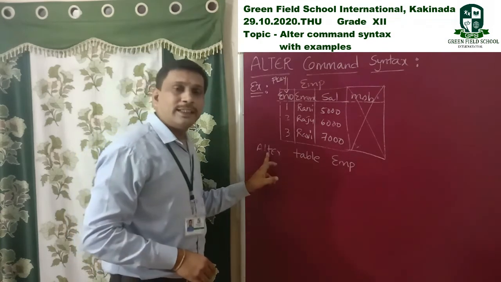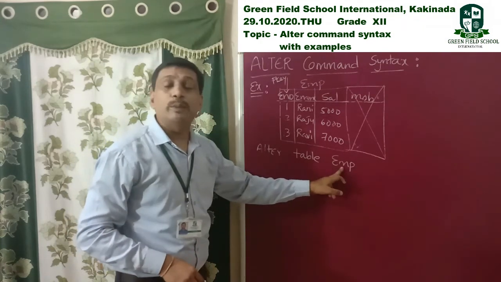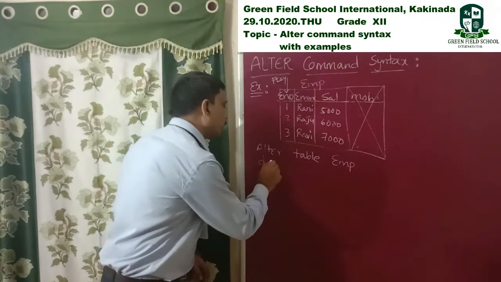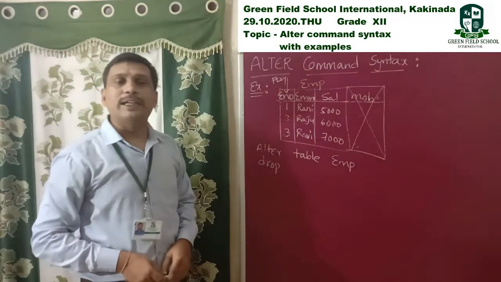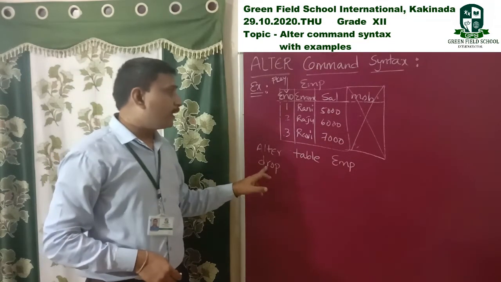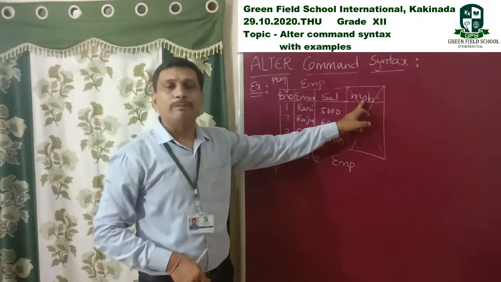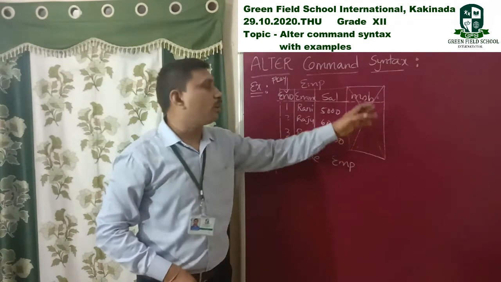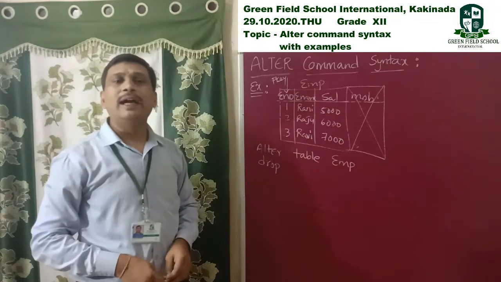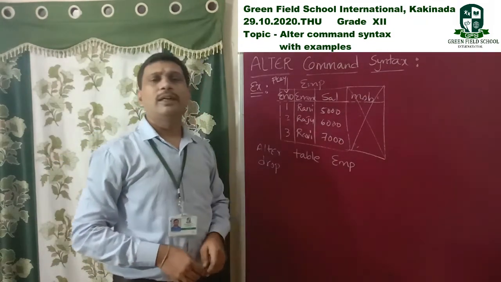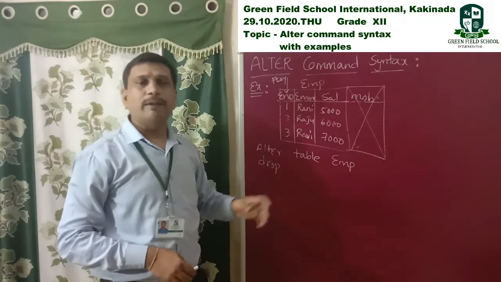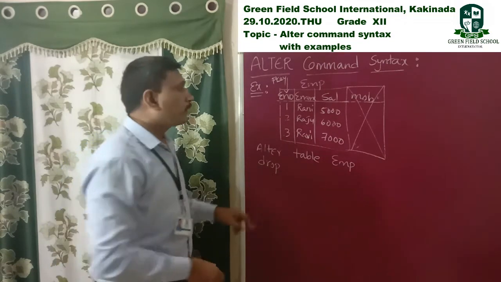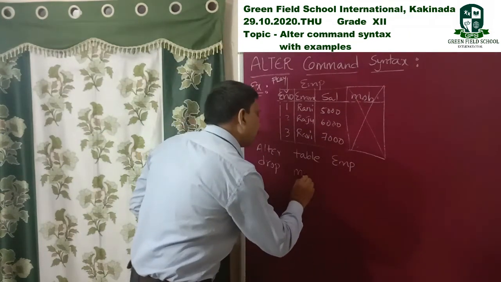See, alter table, I specify the table name, employee table emp, drop. We go for the second option, that is drop. Here I want to drop this column, the entire column with data. If any data is there, the entire data and this particular column are automatically deleted from this table. So we go for drop. See, specify the mobile number column here.